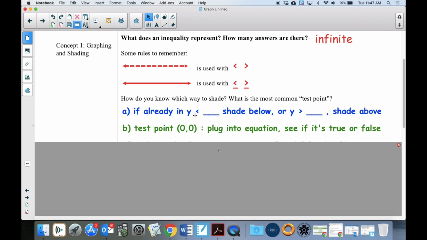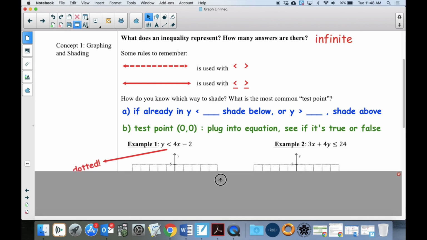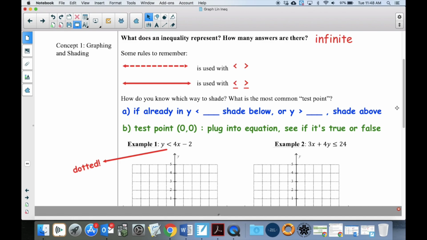That's one way. But we know that they're not always in y equals mx plus b form. We have other forms. So if they're in a different form, or any form really, you can always test a point. Typically we use 0, 0. Not always, there are some exceptions, but usually 0, 0 is an easy one to plug in and do mentally. So we could plug 0, 0 into our equation, and then we'll see if it's true or false. And we'll do some examples like that so you can see what I'm talking about.